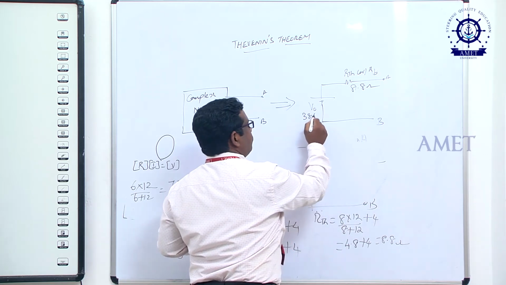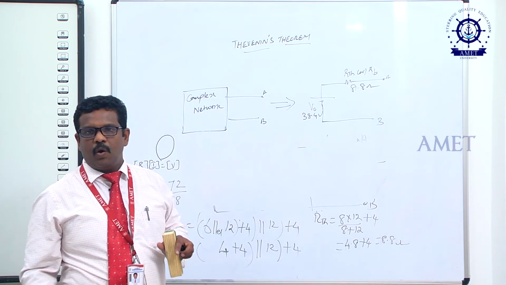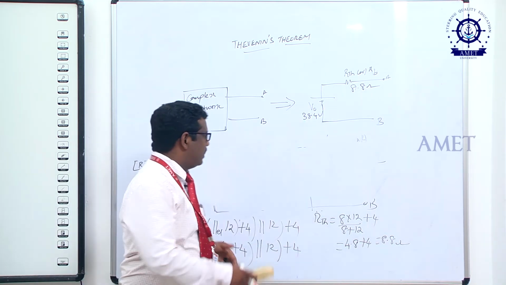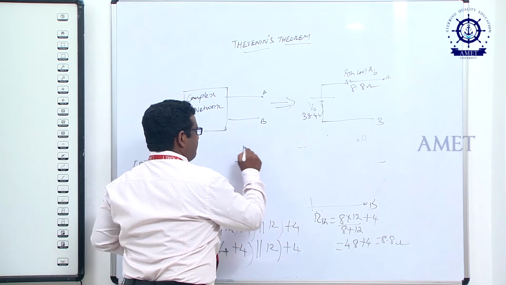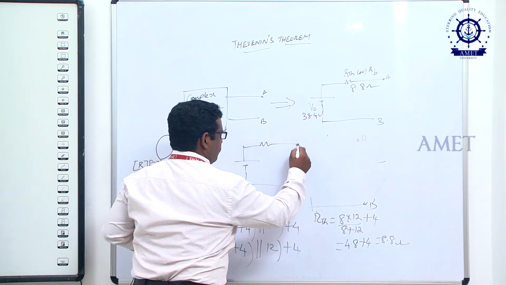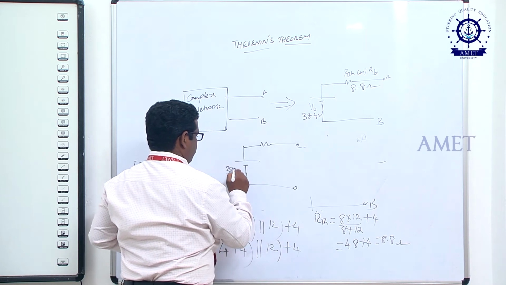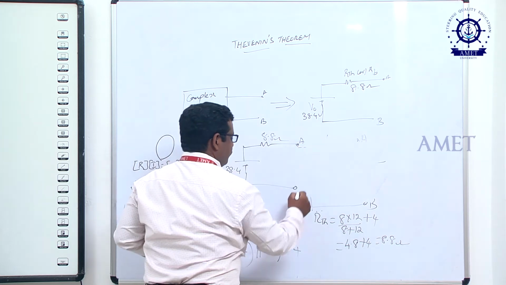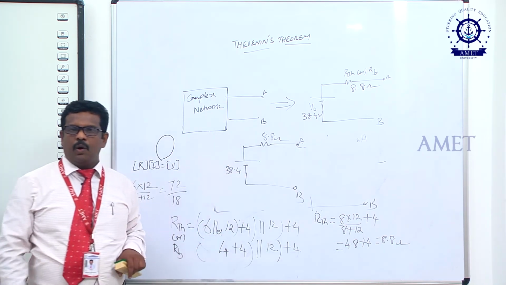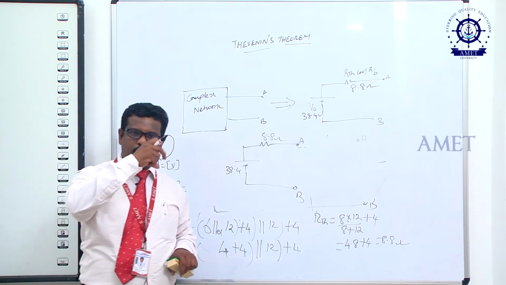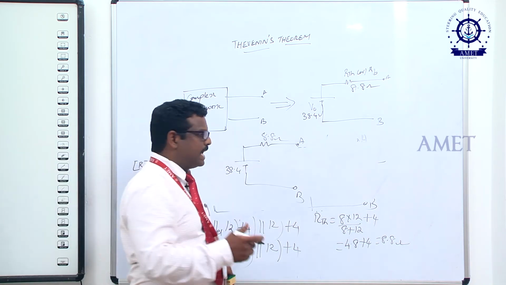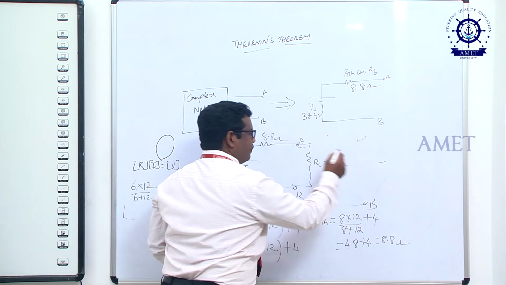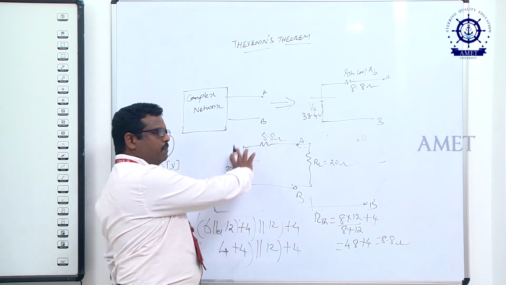This will become 38.4 volts. Now we have found out the open circuit voltage and the Thevenin's resistance. Now it is very easy. This is the AB. Initially we removed the load resistance, now we reconnect the load, 20 ohms. Now the circuit will be very simple.